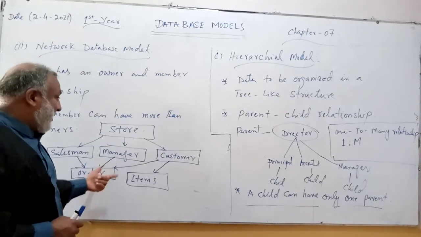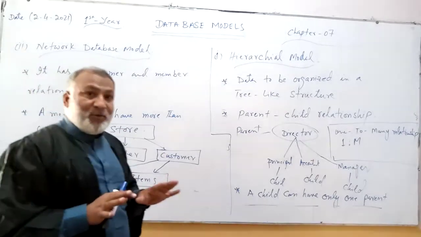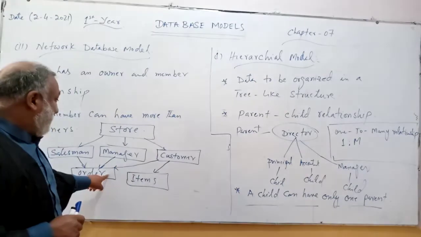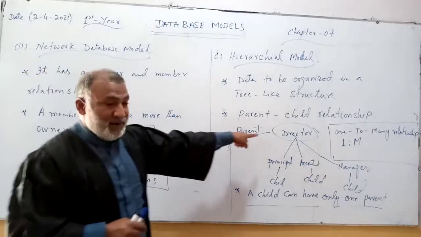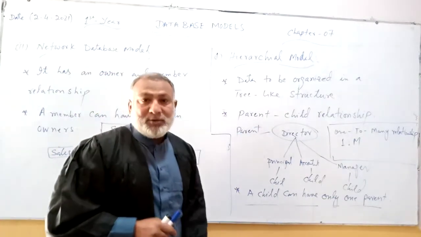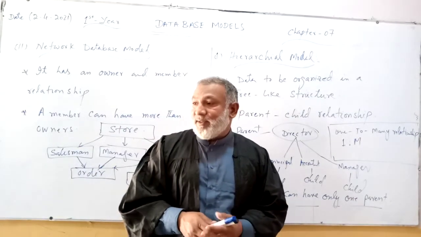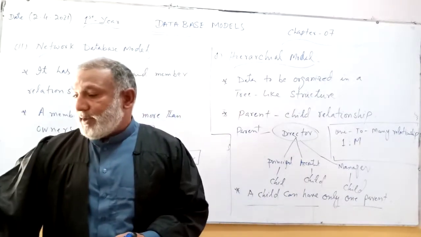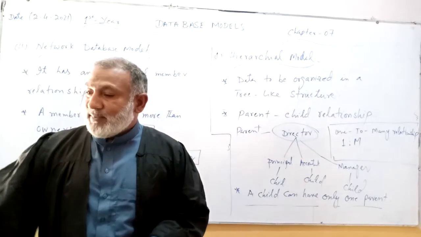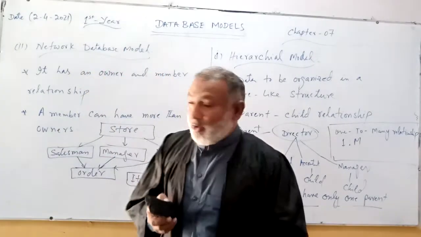Here, this is the main difference between them: a member can have more than one parent, whereas in the other model it has a single parent. So these were the 2 database models that we have discussed. Now let's move further and discuss the relational database model.